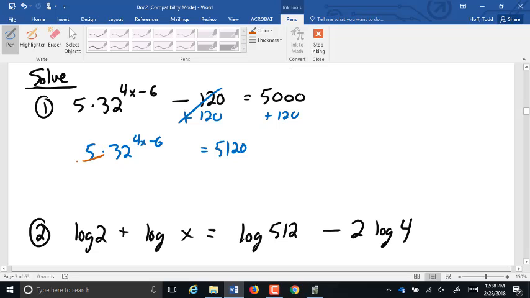No, you can't combine that. You have to divide by 5 to get rid of it, yes. Yeah, you can't combine it because the 32 is to that power and the 5 isn't. So you got 1,024 here. Then what?